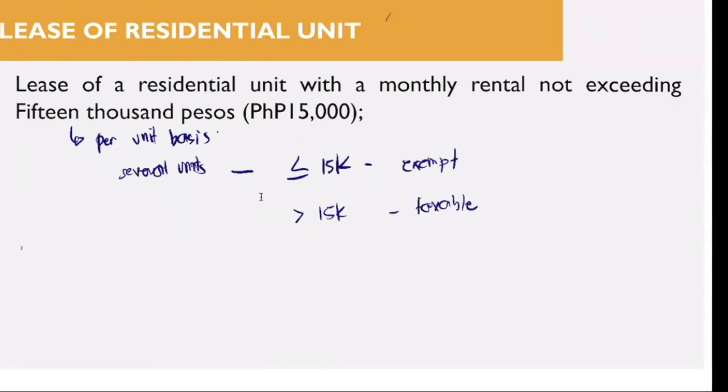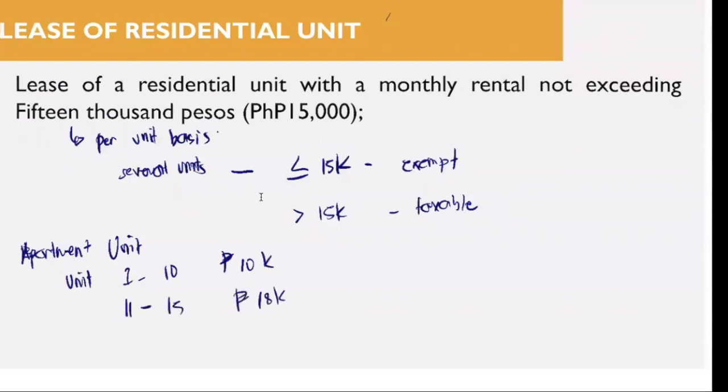So, for example, you have an apartment. Unit 1 until unit 10, the monthly is 10,000. Unit 11 to unit 15, the monthly is 18,000. Unit 16 to unit 30, the monthly is 25,000. Okay? So, you have several units. Take note, ha? Residential unit lang yan. It cannot be a commercial unit, but residential unit.